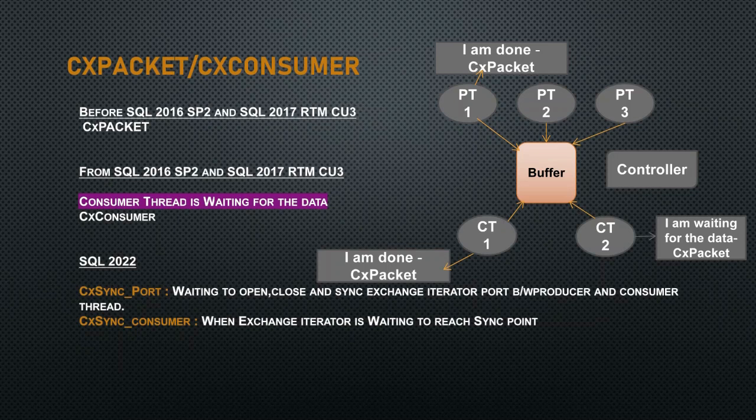Okay, now from SQL Server 2022 and also in Azure SQL, you have two new wait types, which are CXSYNC_PORT and CXSYNC_CONSUMER. You will see CXSYNC_PORT wait when it is waiting to open, close and synchronize the exchange iterator port between the producer and consumer threads. And you will see CXSYNC_CONSUMER wait when the exchange iterator is waiting to reach the synchronization point. Now, you will not understand much from this definition, but I will cover CXSYNC_PORT wait a bit in my demo. There you will have more idea about it, but there is not much data available on CXSYNC_CONSUMER wait yet.